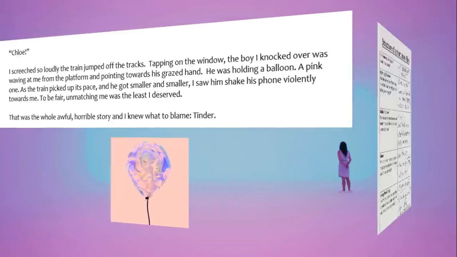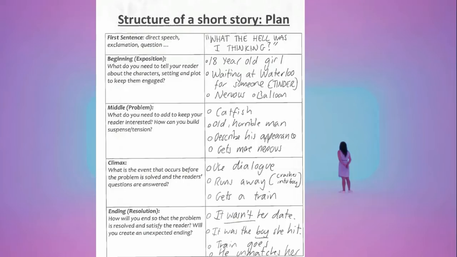Tinder. So hopefully you got the idea there. So if we look at our structure, my first sentence was, what the hell was I thinking? My beginning was an 18-year-old girl waiting at Waterloo for someone, so a Tinder date. She's nervous, she's holding a balloon. We don't really know why she's holding the balloon.